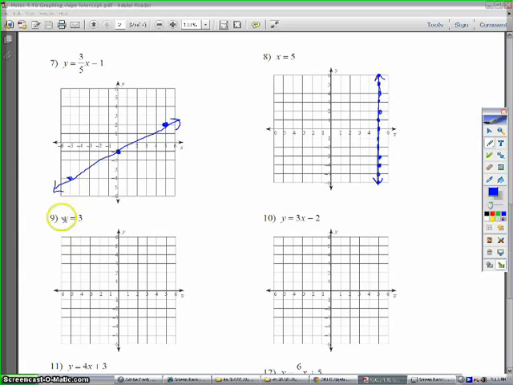Number 9, another special case. This says y equals 3. Well, y is where we begin on our graph, so I'm going to begin at 3. And then all of my y's are 3. So you can see the difference between y equals and x equals. This one is going to be a horizontal line. I'm going to mark all my points. All my y's are 3, and then I'm going to draw a line through my points.